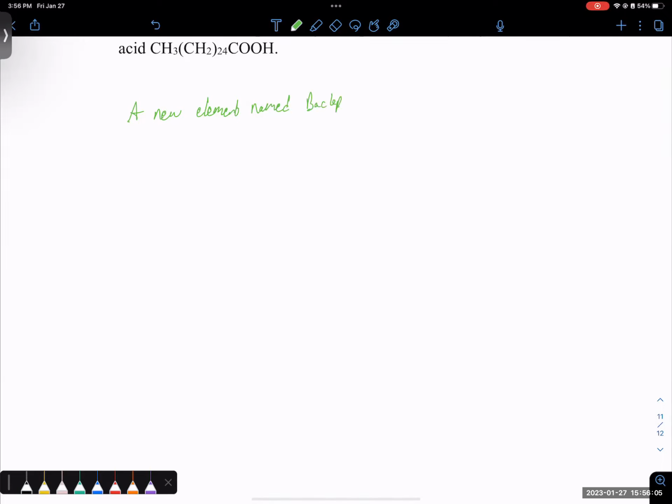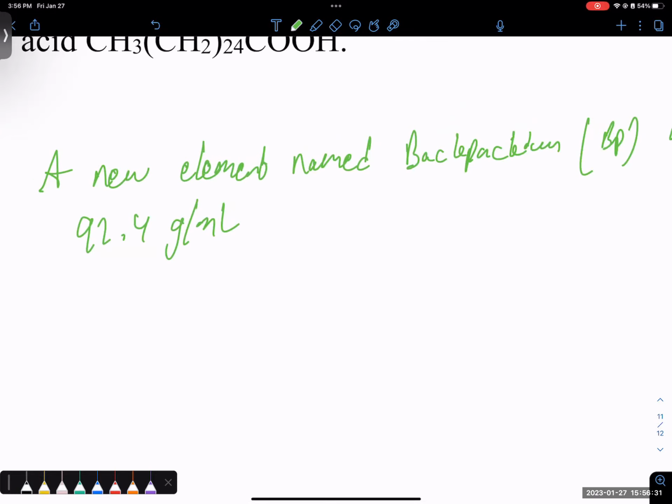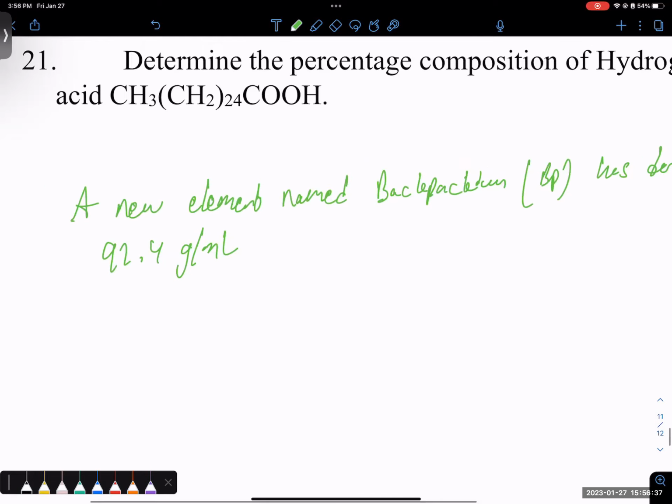Backpackium. Let's say BP. It has a density of 92.4 grams per milliliter. Can y'all read that? Anyway, 92.4 grams per milliliter.